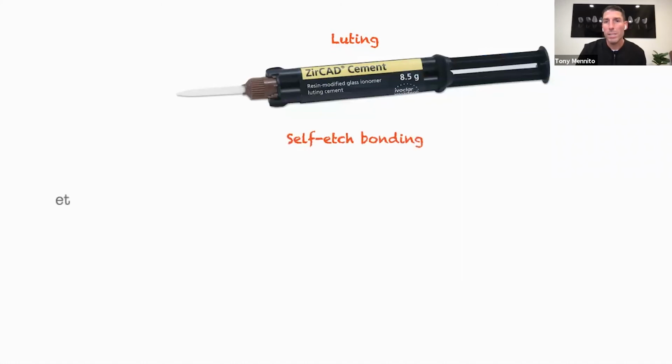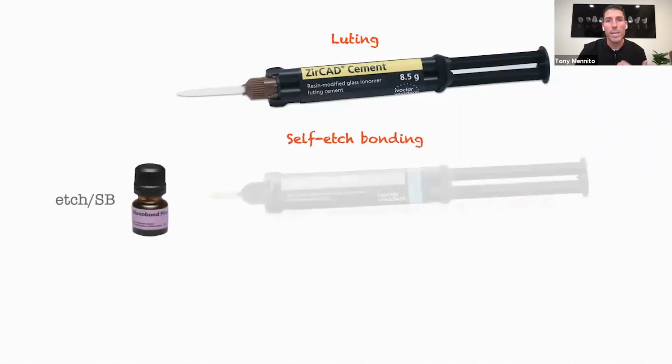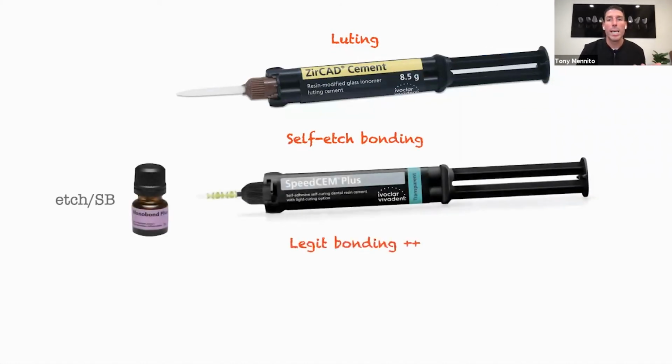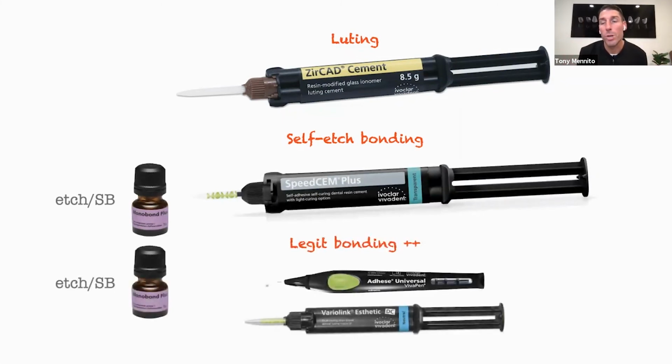So when we talk about the nomenclature, luting, self-etch bonding, and what I call legit bonding, it's really important to understand the pros and cons of all these approaches, and knowing that whatever your preparation is is going to dictate what level of bonding or cementing that you're going to use. And that's going to go hand in hand with whatever strength material that you choose for that given case.